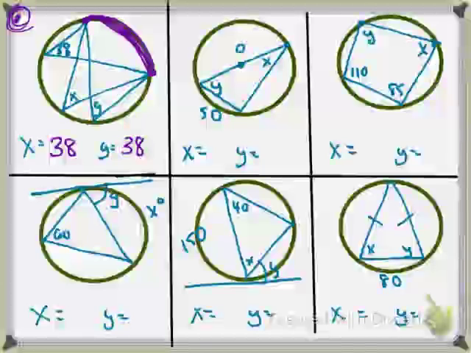Top center, what do you think about X or Y? X equals 25. Why does X equal 25? It's half of 50. It is inscribed in an arc of 50. So since that arc is 50, X inscribed in that would be half of that, so 25. What about Y?